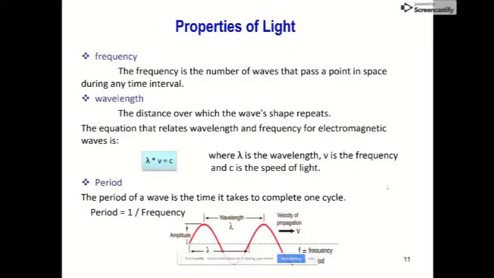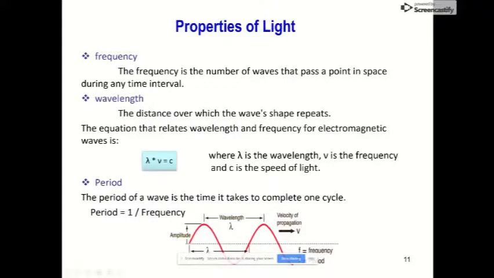Now coming to the properties of light, we have three major properties of light: frequency, wavelength and period. Frequency is the number of waves that pass a particular point in a particular time frame. You can observe the diagram below. So the wave is defined below. Lambda is nothing but the wavelength. Wavelength is the distance over which the wave shape repeats.